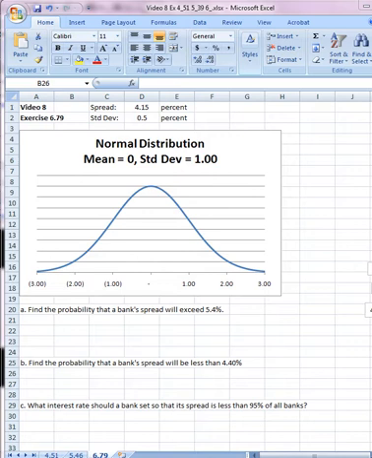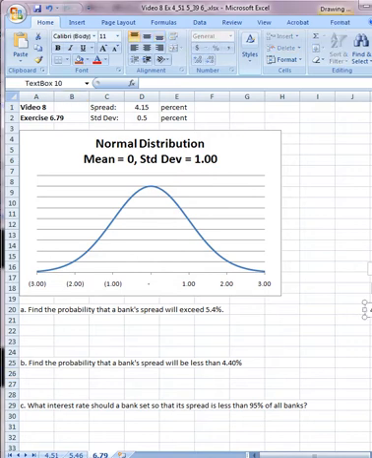Now, don't let percentages fool you. These are just numbers. The mean is 4.15. The standard deviation is 0.5. Now, I've drawn a normal standard distribution curve. The values along the x-axis are z values, so the z value of 0 in the middle corresponds to our mean, or 4.15%. Now, I've made some little labels here.